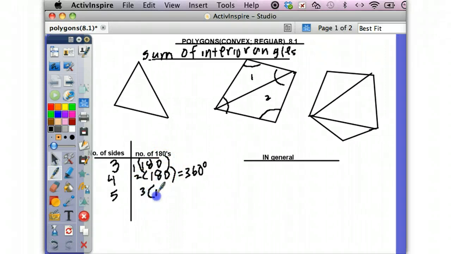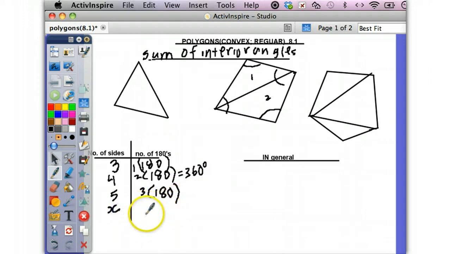I'm going to stop right here and see if we can see the pattern as it goes. Listen carefully, please. When we've got three sides or three angles, we got one 180, that's two less. When we've got four sides, we have two 180s, still two less than the four. And finally, when we have five sides, we have three 180s. How about if we have any number of sides? Let's say X sides. Who can tell me how many 180s we have?